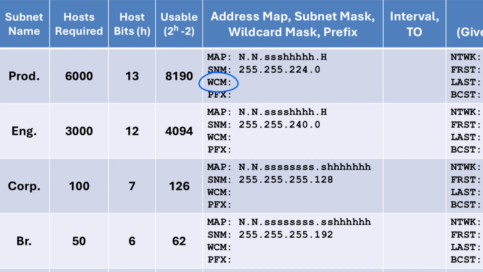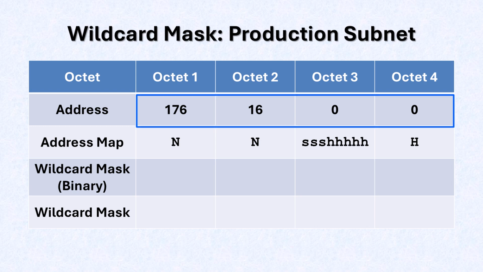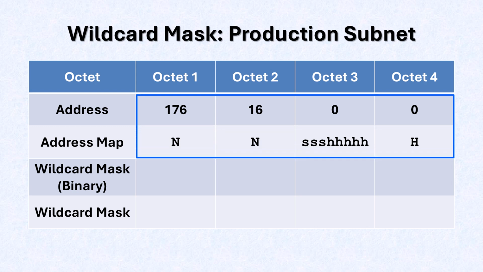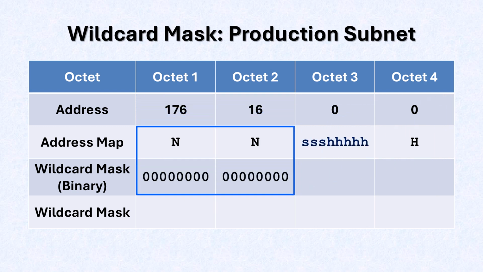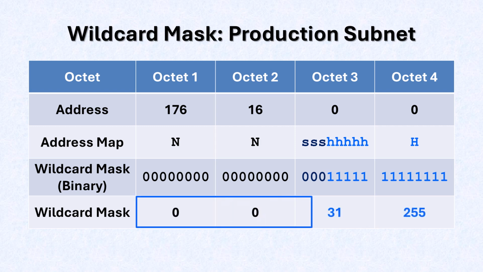Once again, let's consider the production subnet. The table shows the original address given to subnet, along with the address map. For the wildcard mask, set all network bits to 0. Since subnet bits are network bits, we set those bits to 0 also. Then set all host bits to 1. This gives 0.0.31.255.